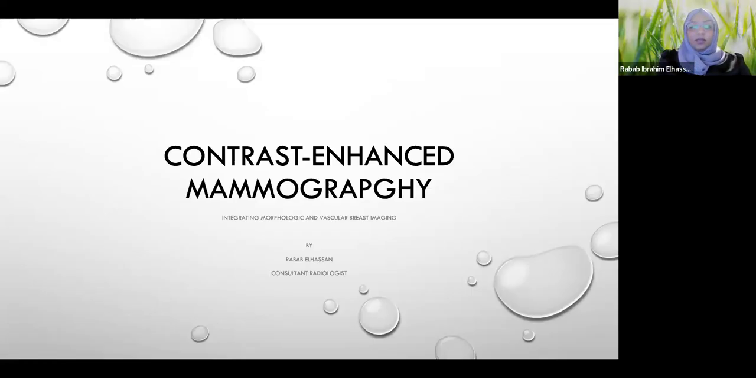Okay. Our webinar today is about contrast enhanced mammography and how it integrates morphologic and vascular breast imaging. Contrast enhanced mammography is an emerging technique, being used now regularly in clinical practice, and breast imagers and breast clinicians alike need to familiarize themselves with this new technique.